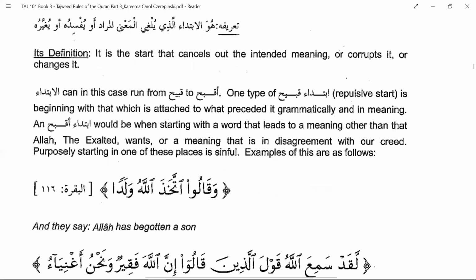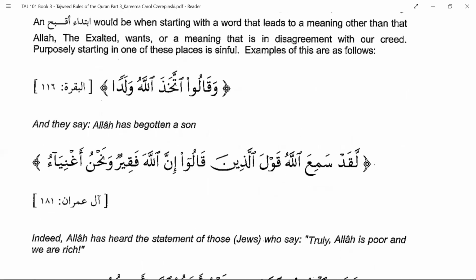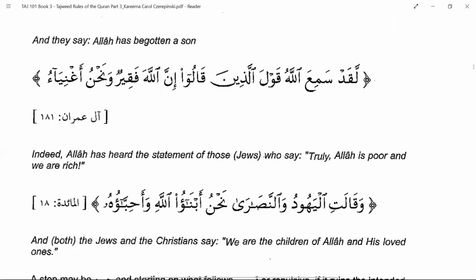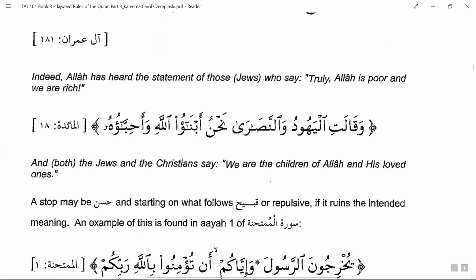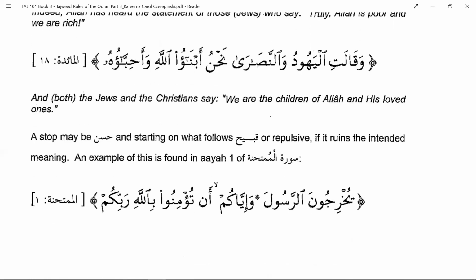Examples are here in Surah Al-Baqarah, for example. وَقَالُوا اتَّخَذَ اللَّهُ وَلَدًا, and they say Allah has begotten a son. Then over here, لَقَدْ سَمِعَ اللَّهُ قَوْلَ الَّذِينَ قَالُوا إِنَّ اللَّهَ فَقِيرٌ وَنَحْنُ أَغْنِيَاءُ. Indeed, Allah has heard the statement of those who say, truly Allah is poor and we are rich. وَقَالَتِ الْيَهُودُ وَالنَّصَارَى نَحْنُ أَبْنَاءُ اللَّهِ وَأَحِبَّاؤُهُ. This is Surah Al-Ma'idah, ayah number 18. And both the Jews and Christians say, we are the children of Allah and His loved ones.